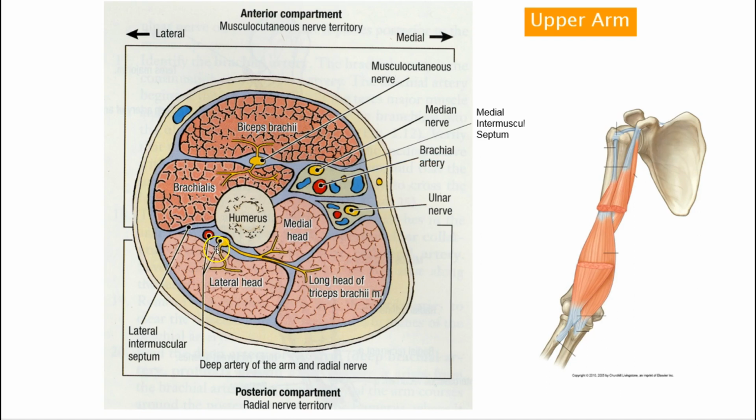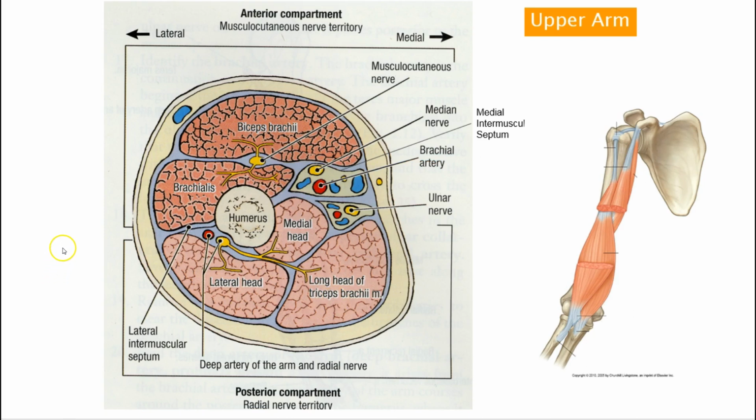Also note that there's a blood supply to each compartment. So here we can see the deep artery of the arm, in other words the deep brachial artery or the profunda brachii. And then in this compartment, although it's wrapped up in this intermuscular septum, is the brachial artery that's going to end up serving this compartment.